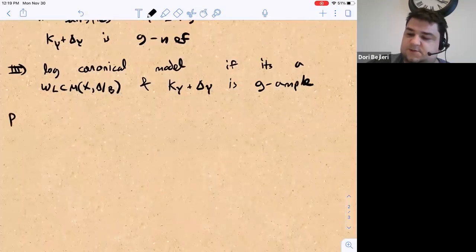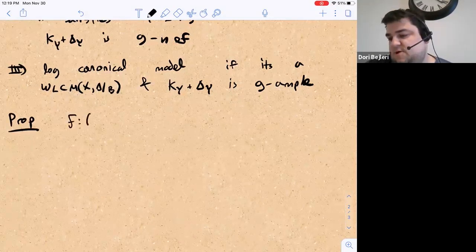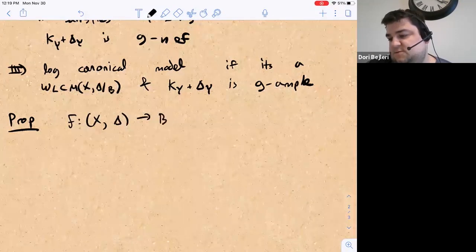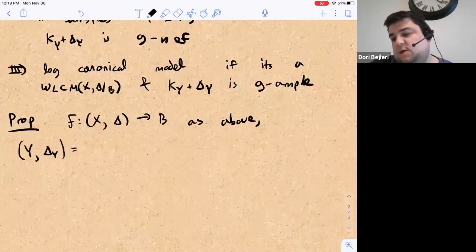So here's the exact proposition. So I won't keep rewriting the assumption, so just f from (X, delta) to be as above. And let (Y, delta_Y) be a weak log canonical model.